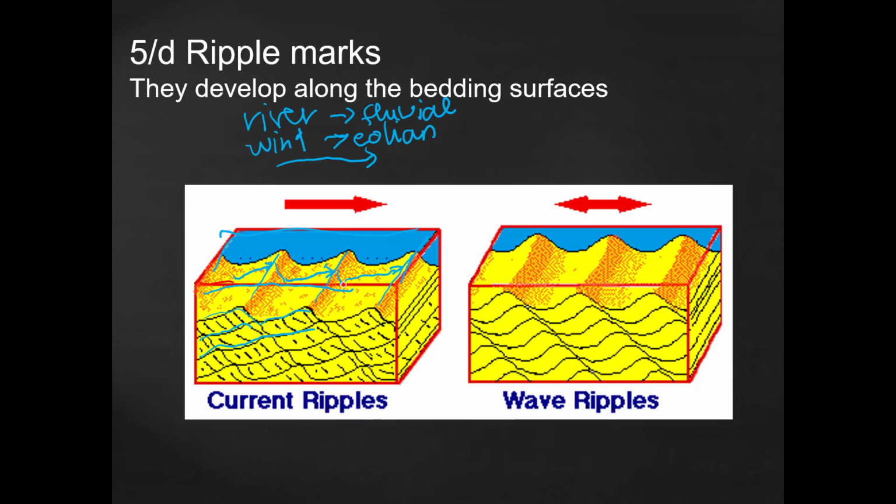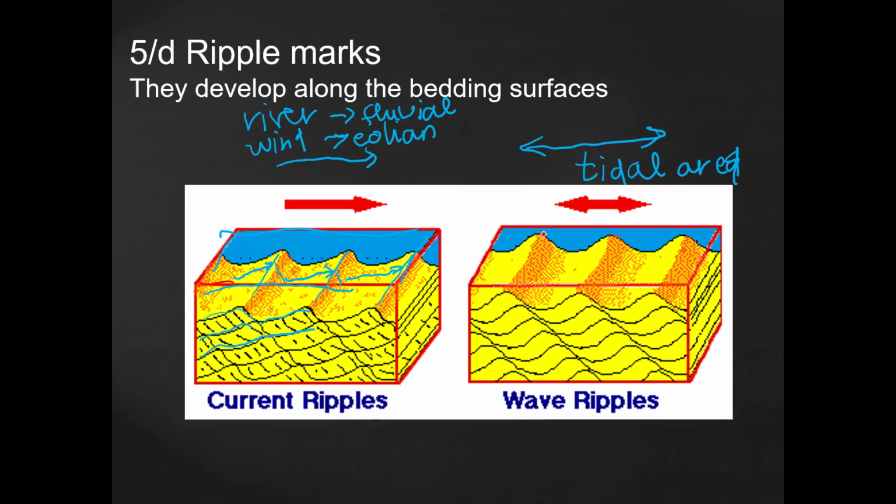Okay, the other one is the so-called wave ripples. When we have wave ripples, that means that the current goes back and forth. So let's say it's characteristic of a tidal flat, a tidal area. Basically, the tide is going in and out, in and out.